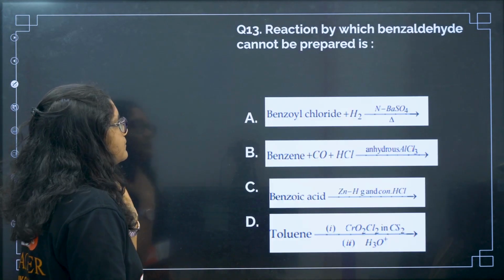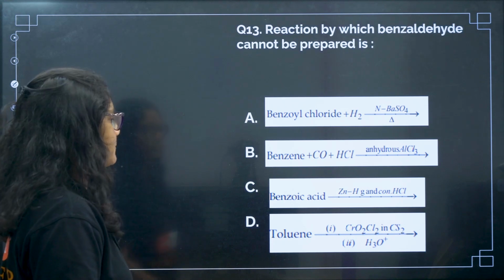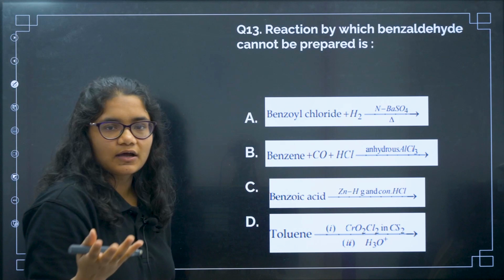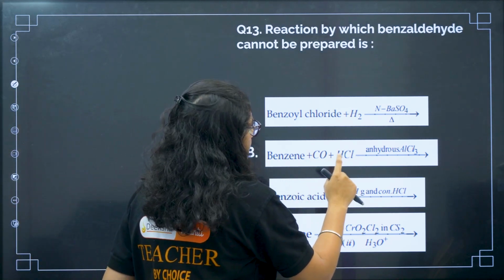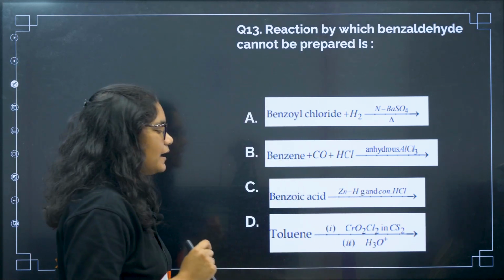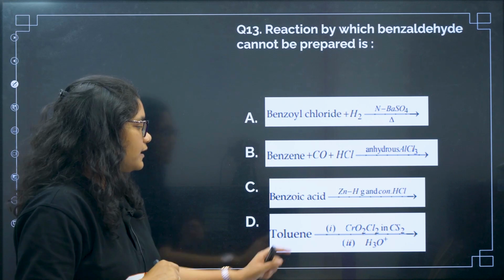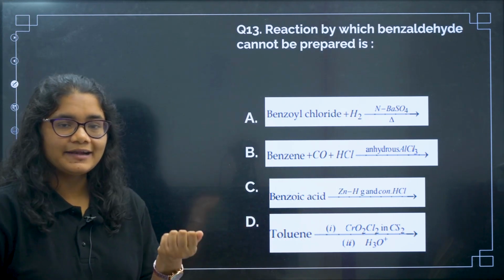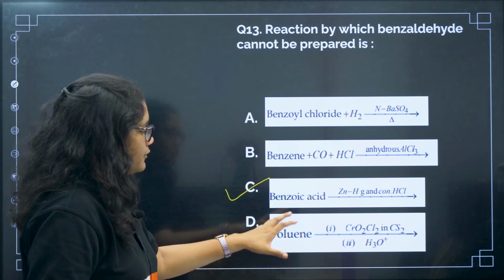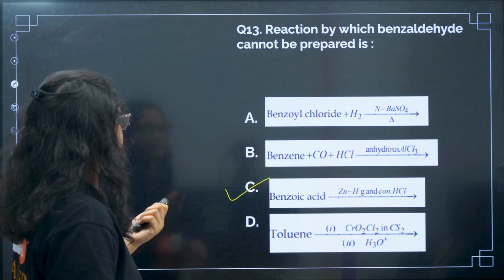Okay, now coming to question number 13. Which of the following reactions by which benzaldehyde cannot be prepared? Okay, so if you treat benzoyl chloride with hydrogen, yes, we can prepare. I think this is the Rosenmund reaction. When benzene with CO and HCl, this will also give you benzaldehyde. Benzoic acid, if you treat with zinc and mercury, okay, that will not reduce it to benzaldehyde. Okay, with zinc and mercury you can reduce aldehydes and ketones but not acids. So that is why this will be the correct answer, or by using this method we cannot synthesize benzaldehyde. Okay, so the correct answer will be option number C.